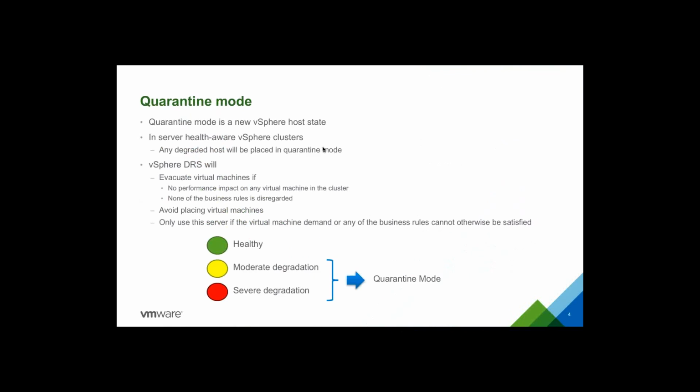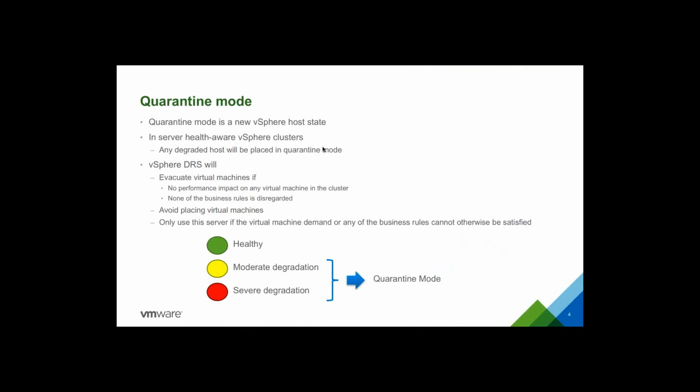By doing this, we introduce a new mode within vSphere. We call this quarantine mode. Similar to maintenance mode, where you would do an entire host evacuation of all of the VMs within that host, we now do this when we detect that there's a component failure. We place the host in quarantine mode, and when it is in quarantine mode, we will not place any new virtual machines on that host.